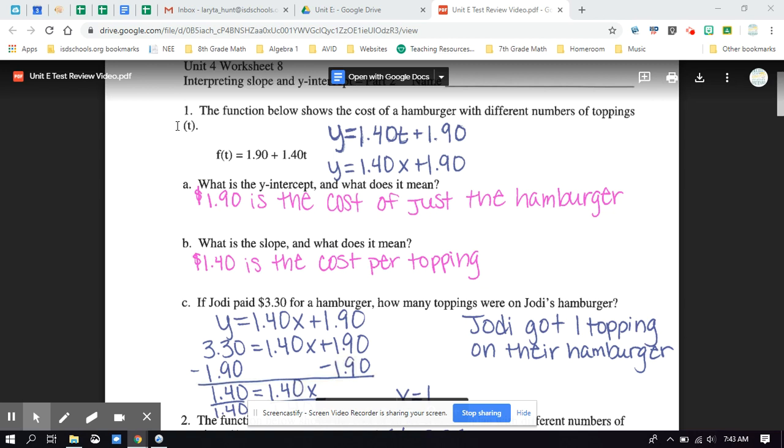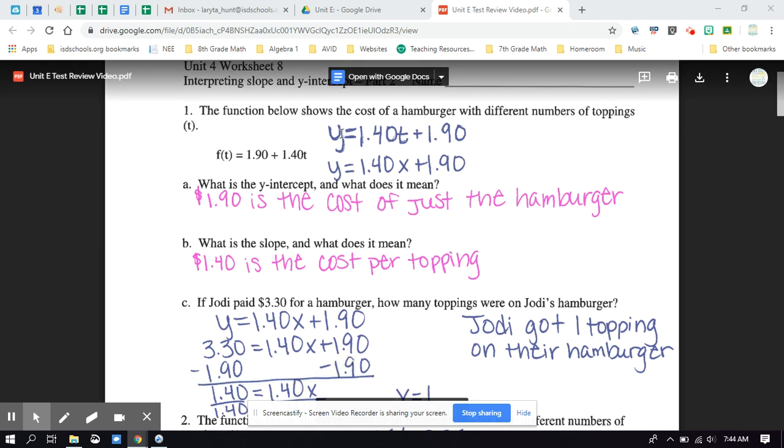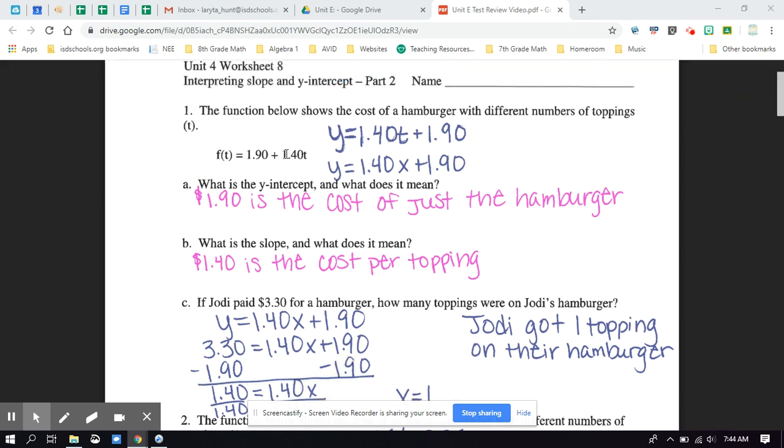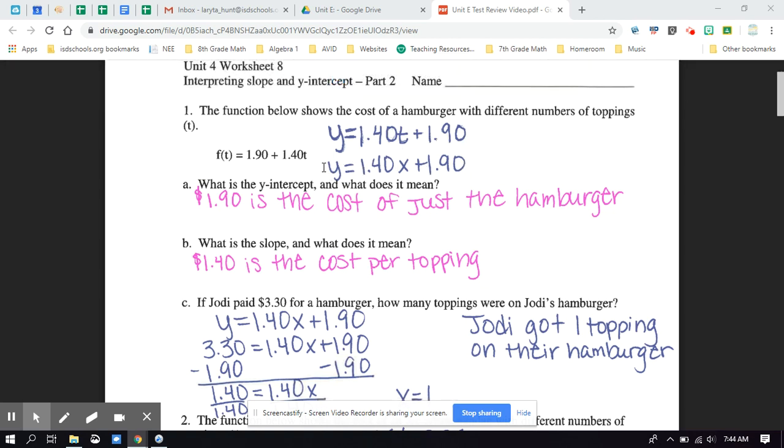numbers of toppings. So they use the letter T, and instead of using Y, they put f of t. That is a common thing in algebra, but we changed it so that they say Y, which makes us a little bit more comfortable. And then it has 1.90 plus 1.40 t. I rewrote this with t, and then I also rewrote it with x. We are more comfortable with y equals 1.40 x plus 1.90.